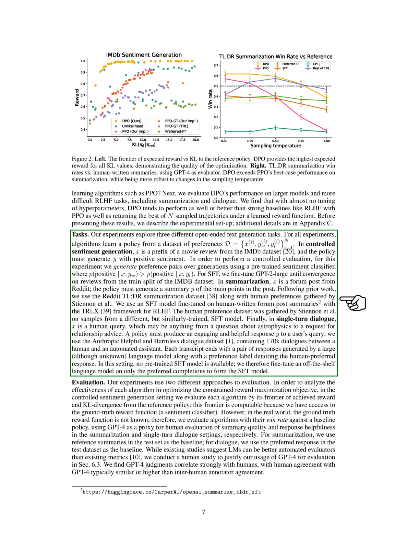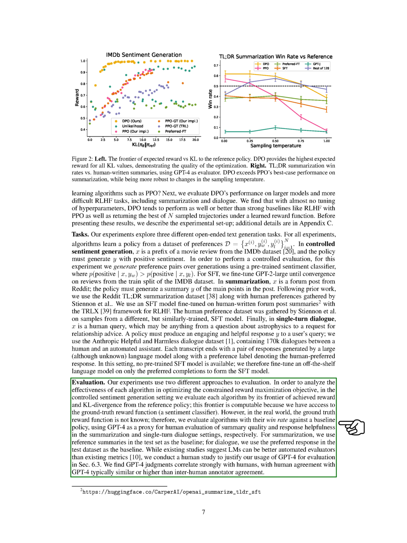Our experiments involve 3 different open-ended text generation tasks. In controlled sentiment generation, the policy must generate a positive sentiment text given a prefix of a movie review from the IMDb dataset. For summarization, the policy must generate a summary of a forum post from Reddit. In single-turn dialogue, the policy must produce an engaging and helpful response to a user's query.